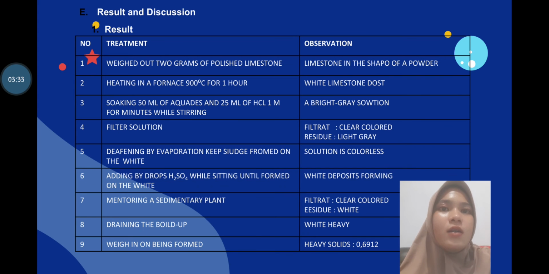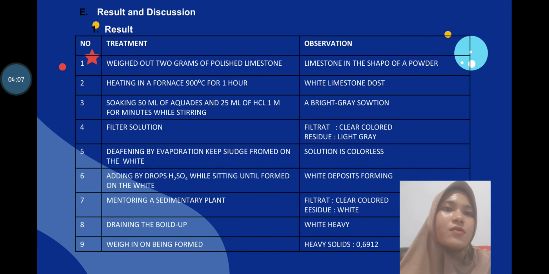Results: the first, weighed out 2 grams of polished limestone. Observation: limestone in the shape of a powder. Next, heating in a furnace at 900 degrees Celsius for 1 hour. Observation: white limestone. Next, soaking in 50 ml of aquades and 25 ml of HCl 1 molar while stirring.